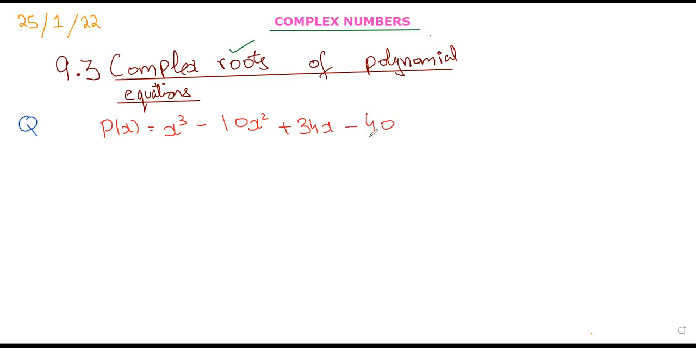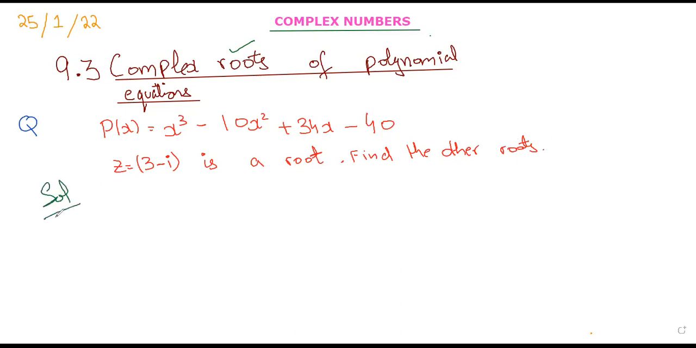This is your polynomial and you have been told that z equals 3 minus iota is a root. Now, how do we find the other roots? So the question is to find the other roots. Okay, so let's solve it together.